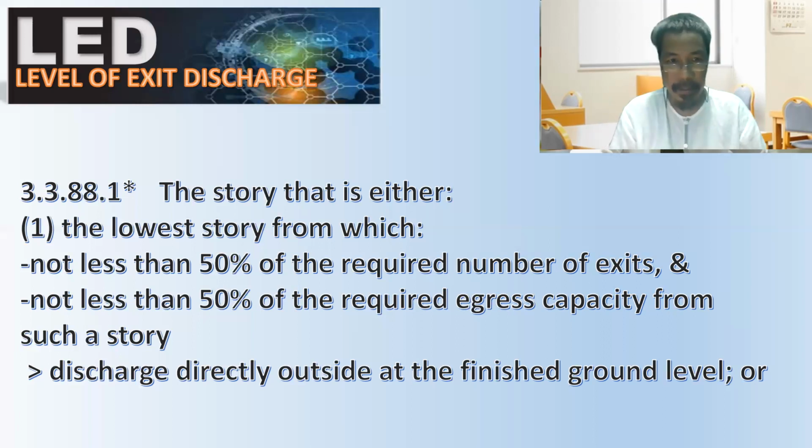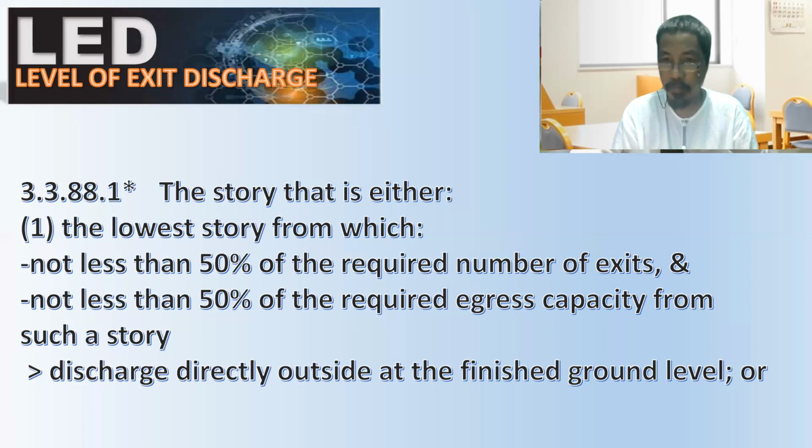Okay, it is the floor. The level of exit discharge, it is the floor. Okay, it is either first floor, second floor, third floor, and so on. Depending upon the name of the floor, the level of exit discharge is that floor, which is the lowest floor from which not less than 50%. How can we understand it?